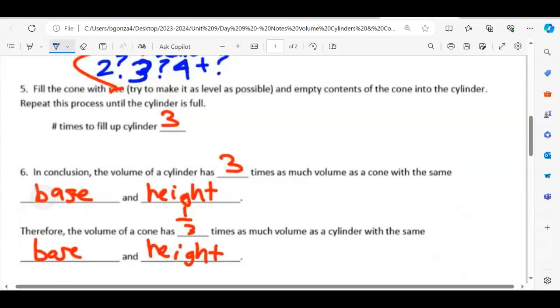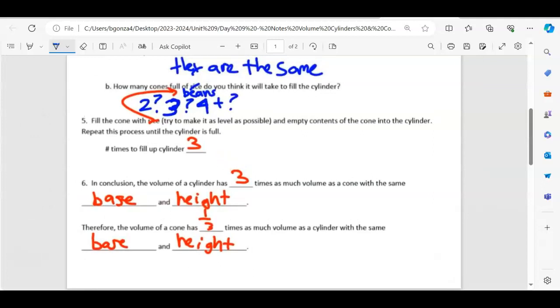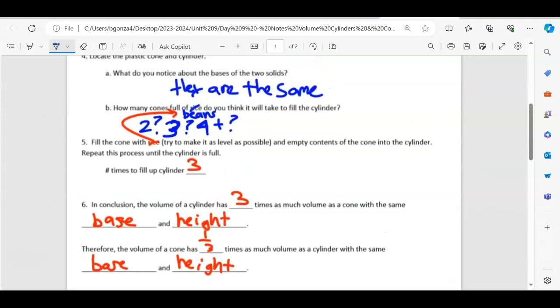So go ahead and fill out this bottom part, and then you can flip it over. Okay. So we said letter A, the bases and the height are the same. We predicted how many would fit. The answer was 3. Now, number 6, that means the volume of a cylinder is 3 times as much as a cone with the same base and height. That means the volume of a cone is 1/3 of a cylinder with the same base and height. So now I'm going to show you how to use these formulas on the back. Just make sure you have that written down, and then you can flip it over.